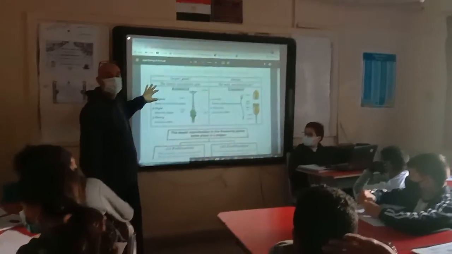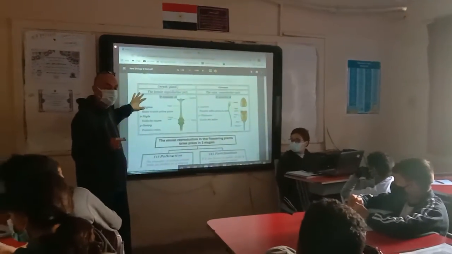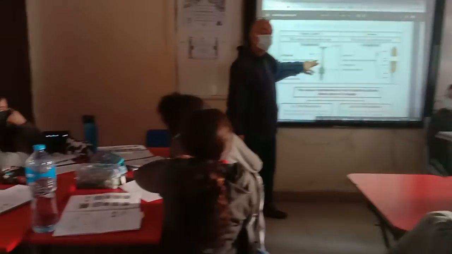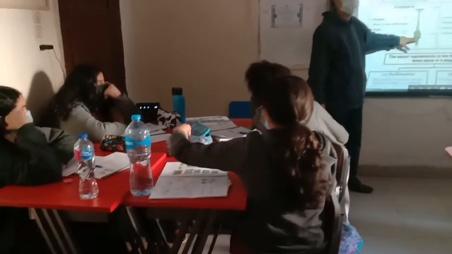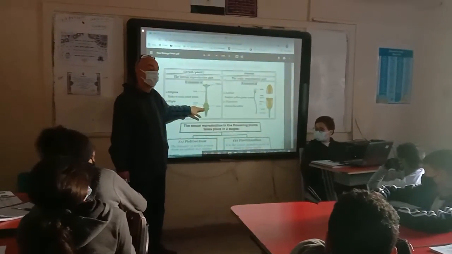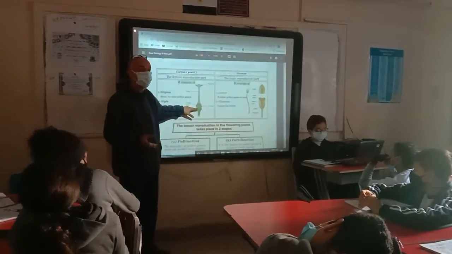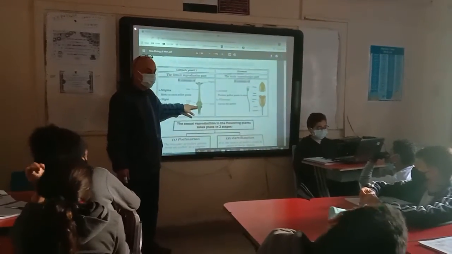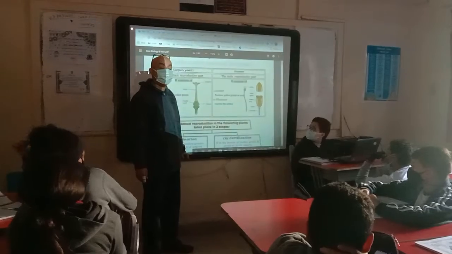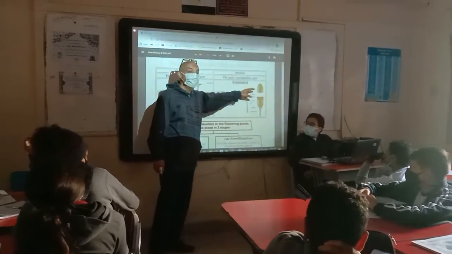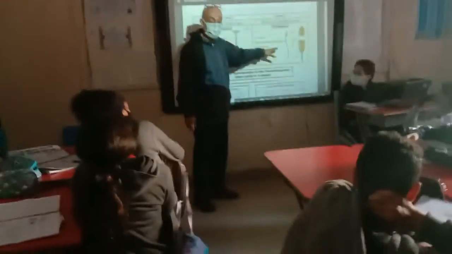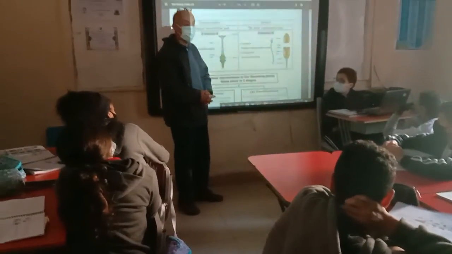The pistil, the female reproductive part, consists of number one, the stigma at the top, number two, the style, and number three, the ovary, which is the most important part of the female reproductive part of the flower because it contains and produces ovules, or ovum, or egg cell. On the other hand, the stamen, the male reproductive part, consists of two main parts, number one, the anther, and number two, the filament. The anther is the most important part in the male because it produces pollen grains.